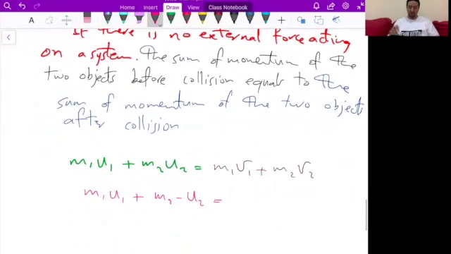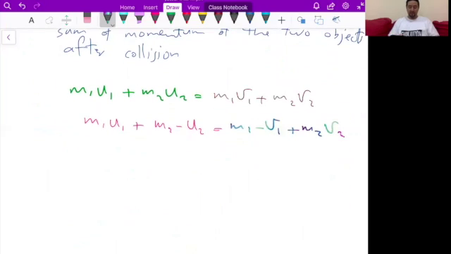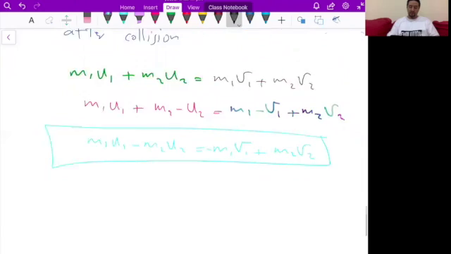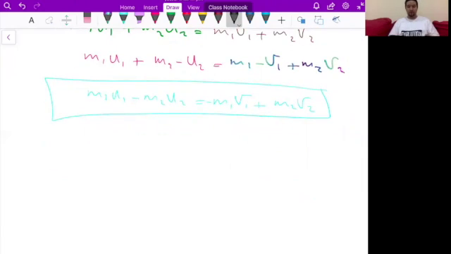And after collision, what happens? M1 moves to the left with negative V1 plus M2 V2. We are going to rearrange the equation. We will have M1 U1 minus M2 U2 is equal to minus M1 V1 plus M2 V2. Here is the mathematical formula of the law of conservation of momentum. The sum of momentum before collision equals the sum of momentum after collision.